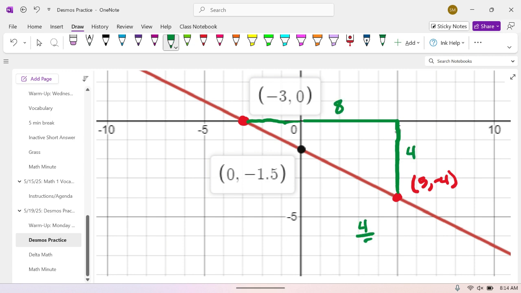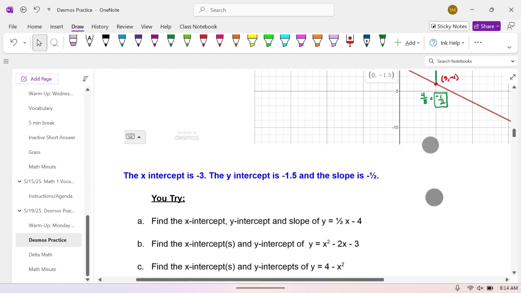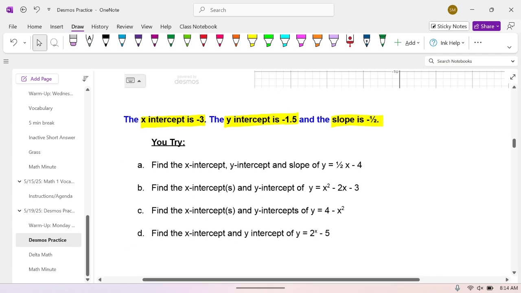So if we have rise over run 4 over 8, that means our slope is what? If we simplify that. So 4 over 8 simplifies down to what? 1/2. Now, would this be a positive or negative slope? Negative, because it's decreasing. So that would be our slope. So find happy points, and that gives you the slope. So they already said x-intercept is -3, y-intercept is -1.5, slope is -1/2.